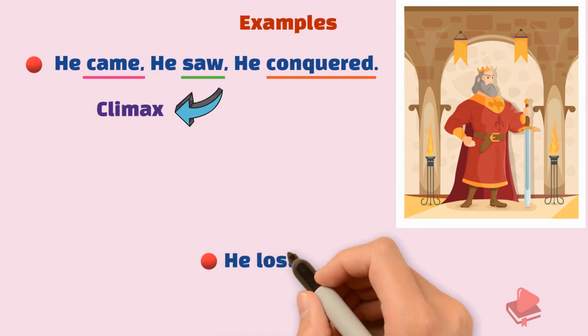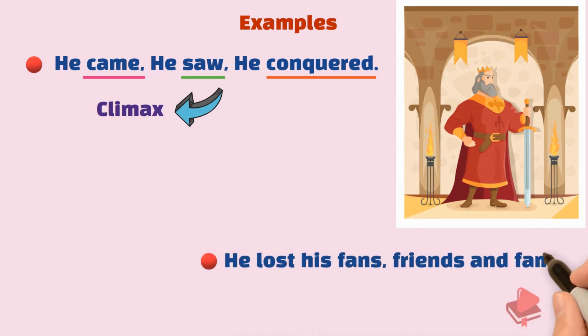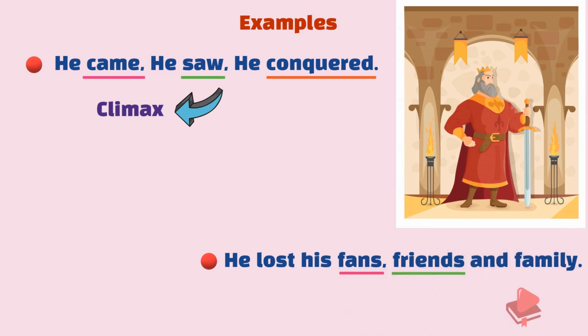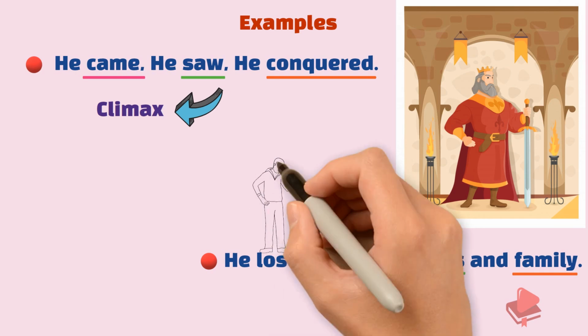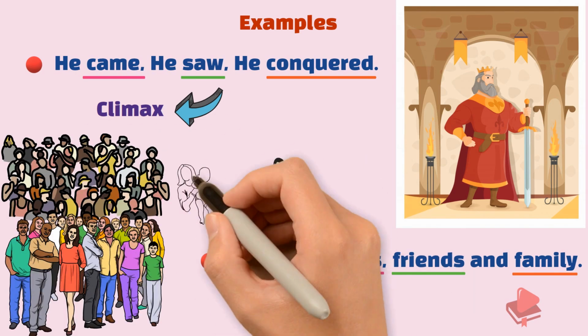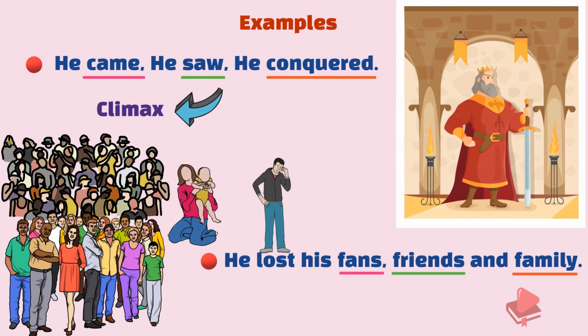He lost his fans, friends, and family. Here in this sentence, while comparing all three of them, the least important are fans, then come the friends, and the most important is the family. So climax is used in this sentence.